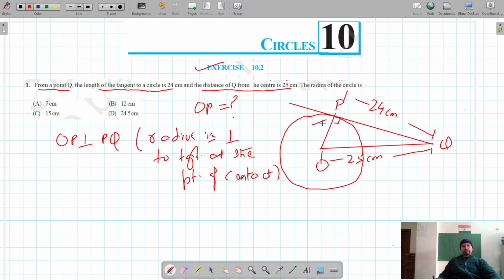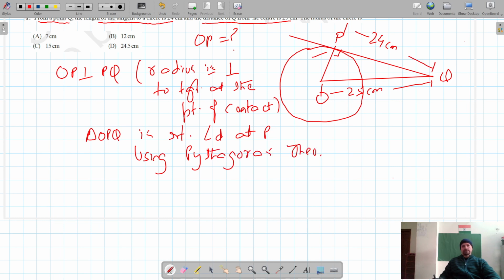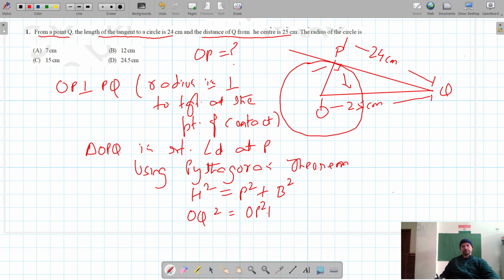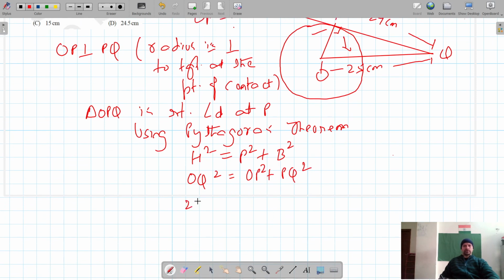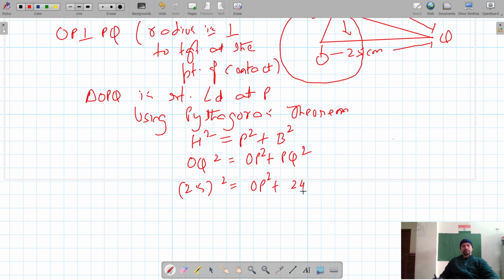So this makes our triangle right angled. Triangle OPQ is right angled at P, so we can use the Pythagoras theorem, which will help us find the radius of the circle. The hypotenuse is opposite the right angle. Pythagoras theorem says h square is equal to p square plus b square. Our hypotenuse is OQ, so OQ square is equal to OP square plus PQ square. OQ is 25, OP we have to find out, PQ is 24.